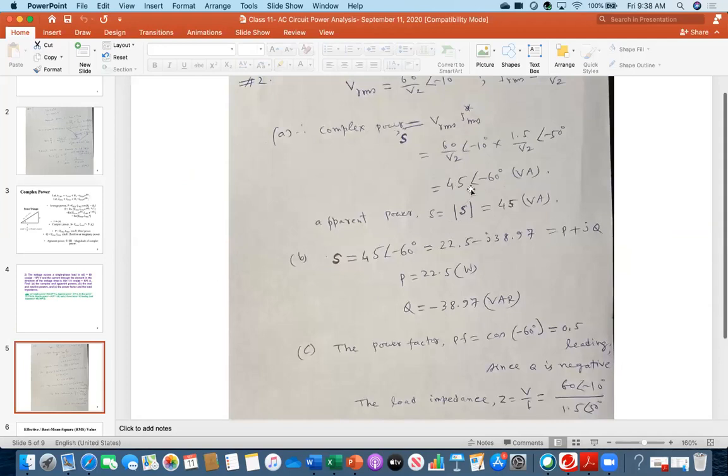This is the complex power, 40 angle minus 60. I am converting this polar form into rectangular form, and I got 22.5 minus j38.97, which is P plus jQ. This means the first part, 22.5, is the real power, and the unit is watt. The second part, Q, is minus 38.97. This indicates the reactive power, and the unit is VAR.